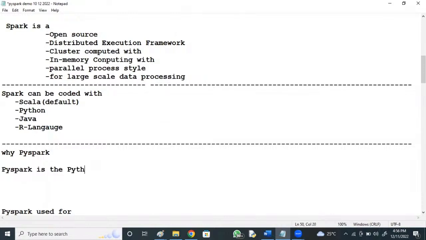It is the Python API, right? It's a Python API to use Spark. So PySpark means PySpark is the Python API to use Spark.